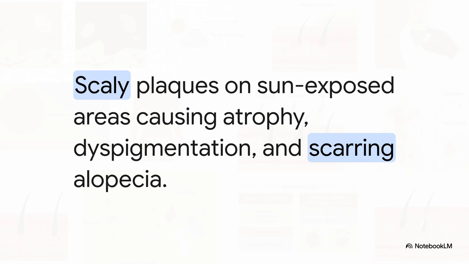Now, while discoid lupus can happen entirely on its own as an isolated cutaneous issue, keep in mind that up to 30% of these patients will eventually develop systemic lupus erythematosus. Treatment here emphasizes strict sun protection and topical anti-inflammatory therapy.